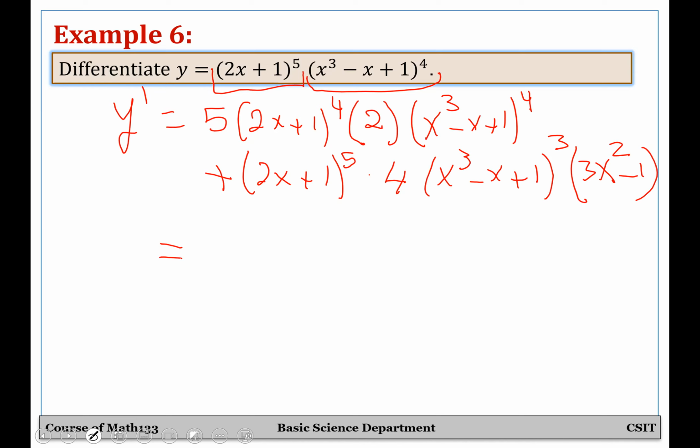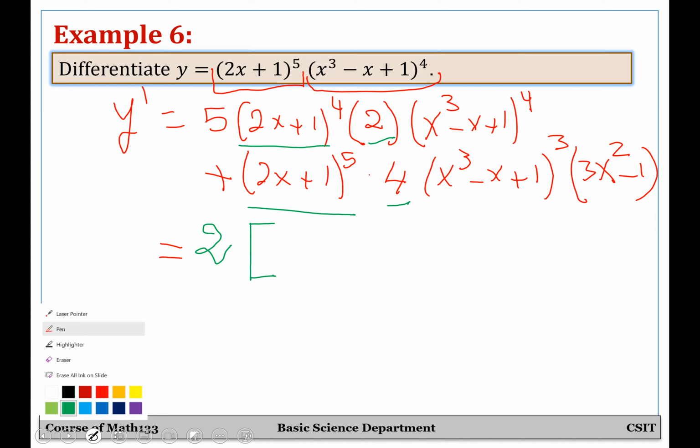you take a common factor here, and I suggest all the time that common factor, you take the lowest power. Okay, so for 2x plus 1 here and here, the lowest power is 4. So I will take 4. But start with the numbers. So here you have 2 and 4 here. You can take 2 common factors. We need to continue with the common factor.